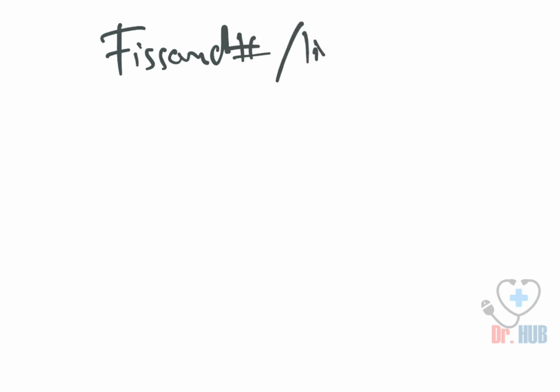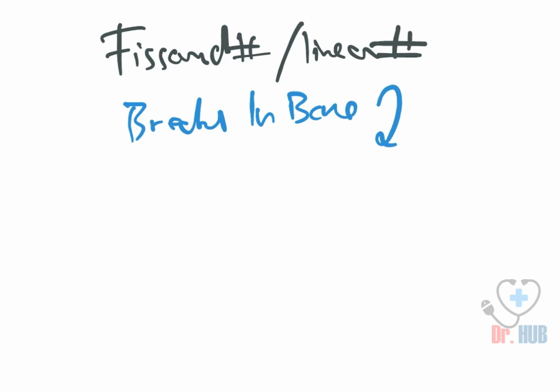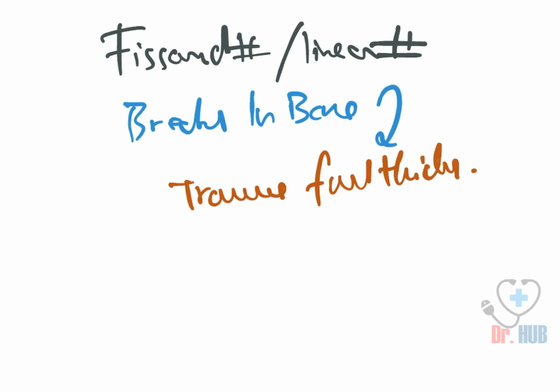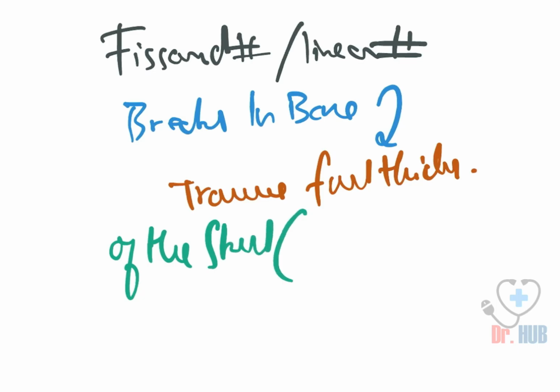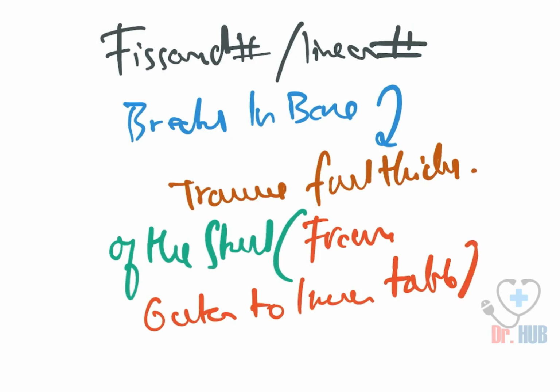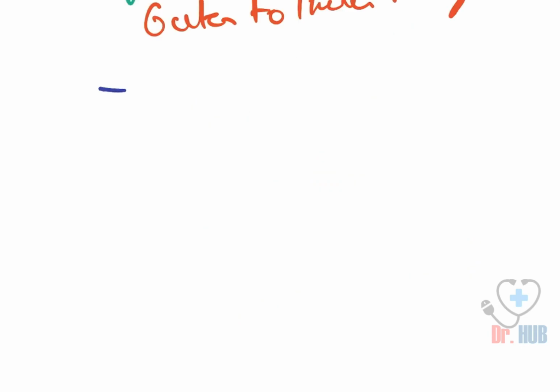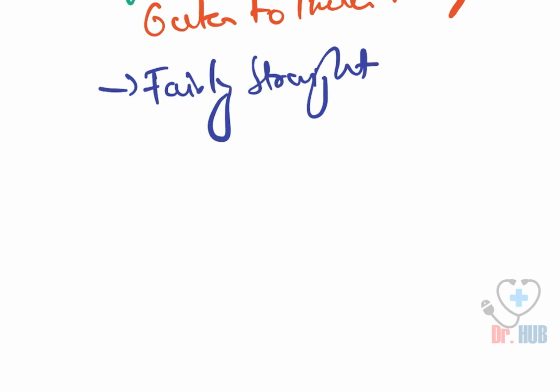So now to answer our questions. The first question we asked was: what is a fissured fracture, as well as what is a linear fracture? Fissured or linear fractures are breaks in bone that traverse the full thickness of the skull, from the outer to the inner table. They are usually fairly straight with no bony displacement.